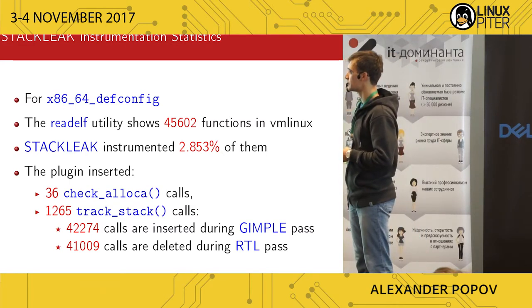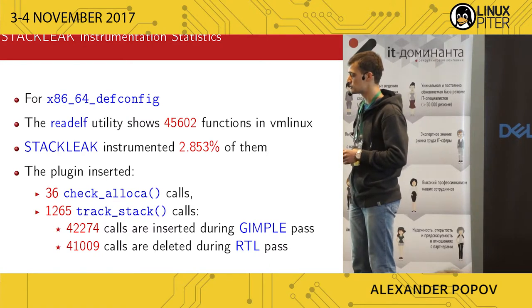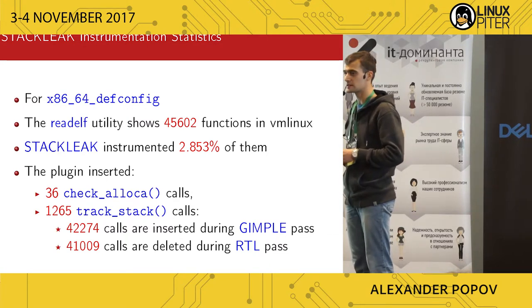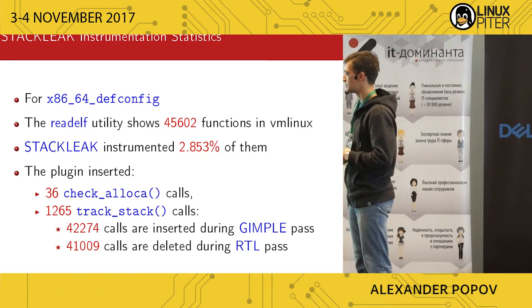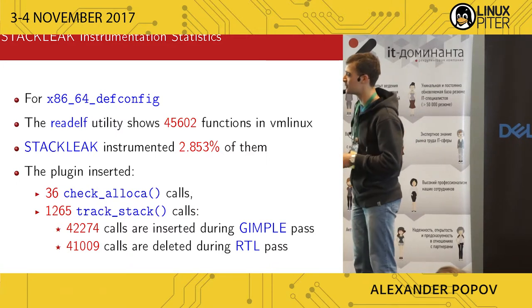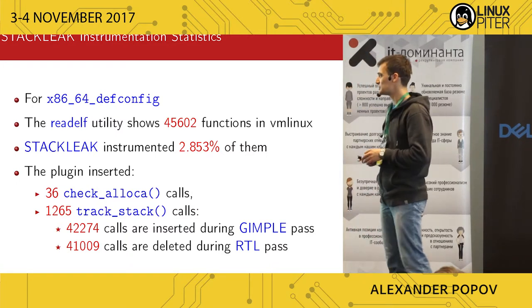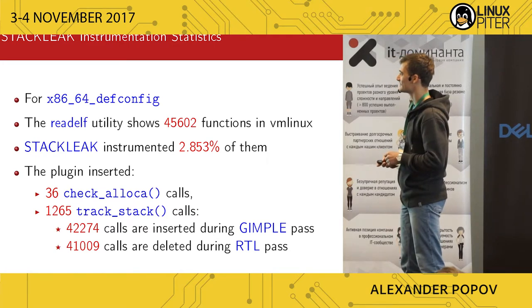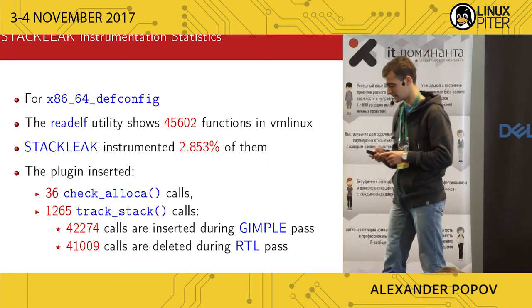So 36 check alloca calls are inserted. We have 36 stack allocations in the Linux kernel, and more than 42,000 track stack calls are inserted, but it is 42,000 minus 41,000 calls, which are actually left in the vmlinux binary.